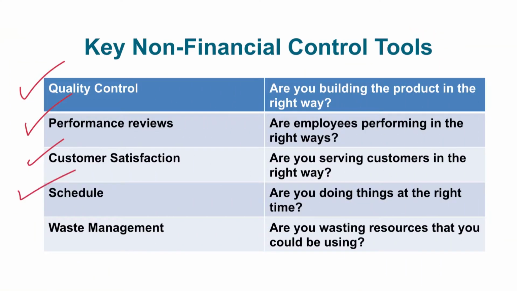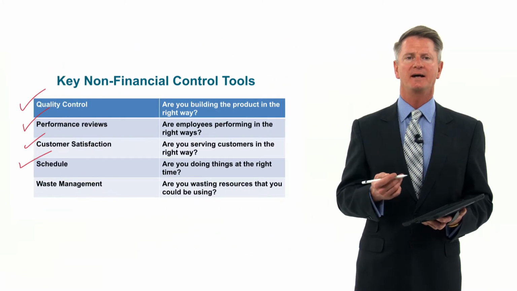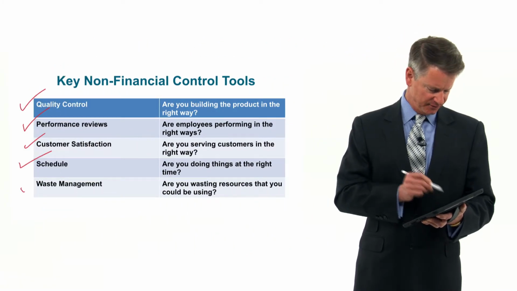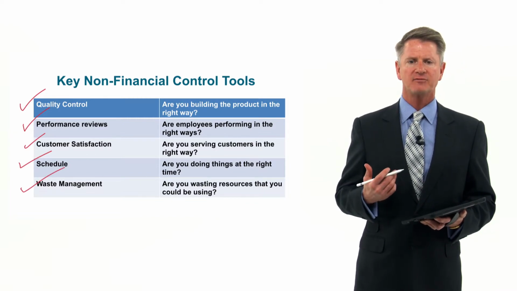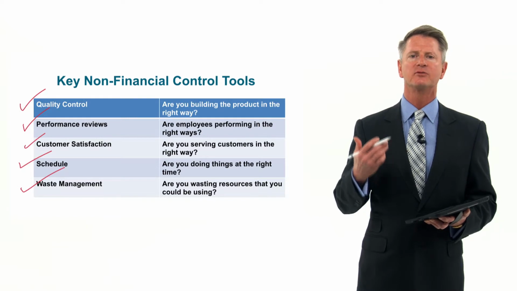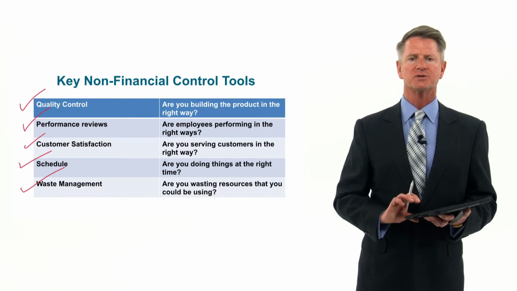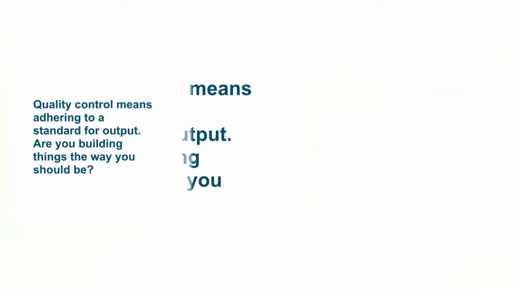Schedules. In earlier units, we looked at scheduling tools like PERT charts and Gantt charts. These are tools that help us manage time instead of money. And then finally, from our example, we looked at waste management. Non-financial control tools can tell us if we are wasting resources and help us stop that waste.